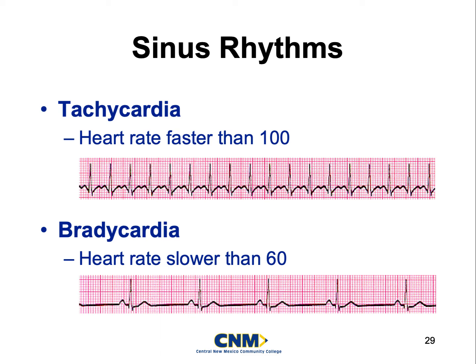Compared to the bradycardia, which is any heart rate that is lower than 60 beats per minute, you can see how those R waves are spread out. However, also notice with the bradycardia that you can see the P wave, you can see a QRS, and you can see a T wave, right? So the slower the heart rate, the further apart the actual R waves are. The faster the heart rate, the closer the R waves are.